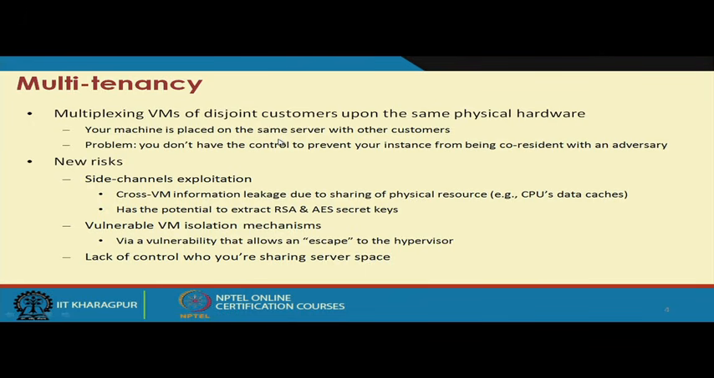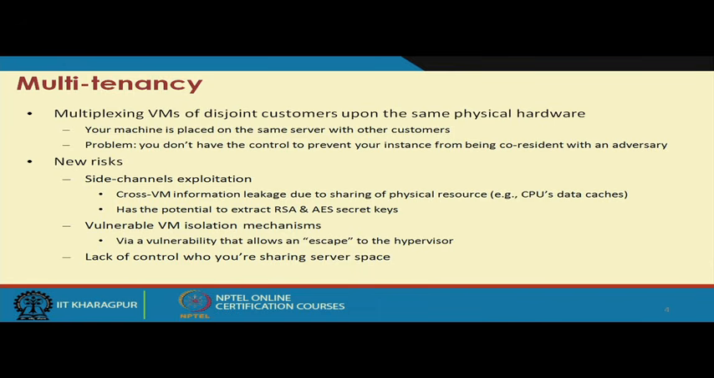When you have multi-tenant data, these are the things which become a big issue. So, multi-tenancy, as we have discussed earlier, is multiplexing VMs of disjoint customers upon the same physical machine. So, your machine is placed on the same server with other customers.